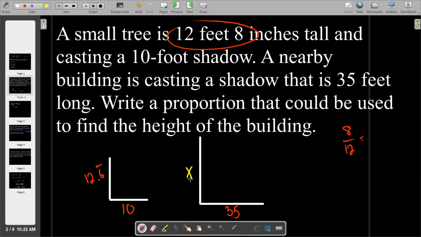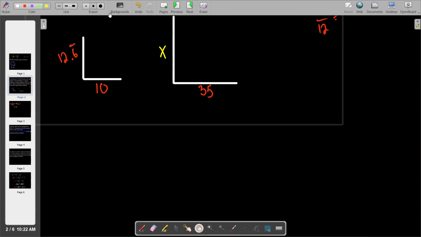So what's one proportion that I could write? And I'm going to scroll off of this now so that I have more room. So there's what we need. What's something I could write? What is to what as what is to what? 12.6 is to 10, okay, as X is to 35. It's gorgeous. That right there is a perfect answer.